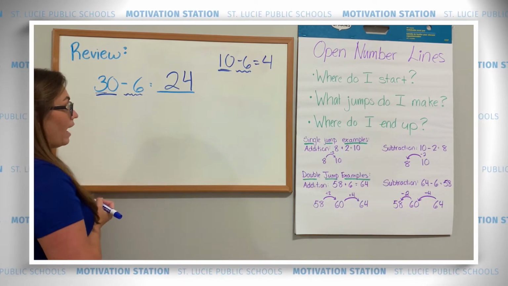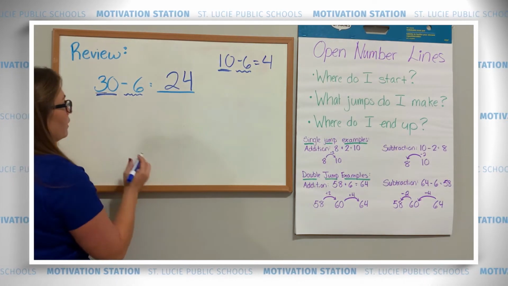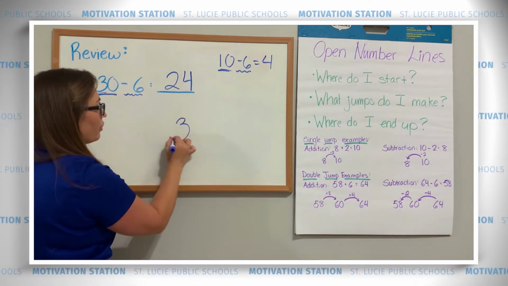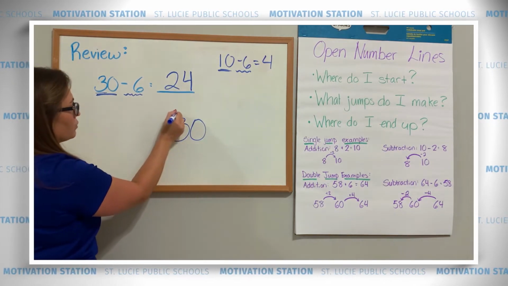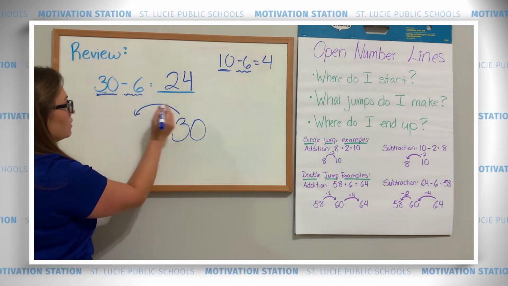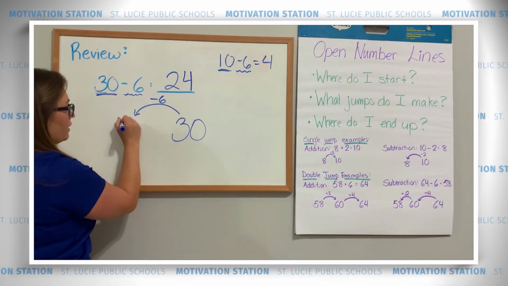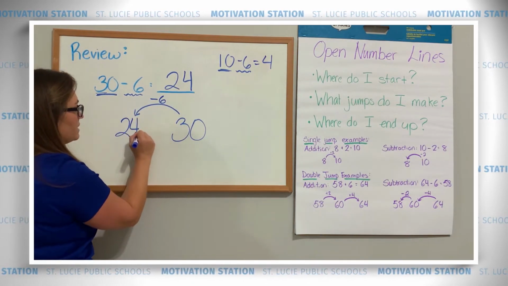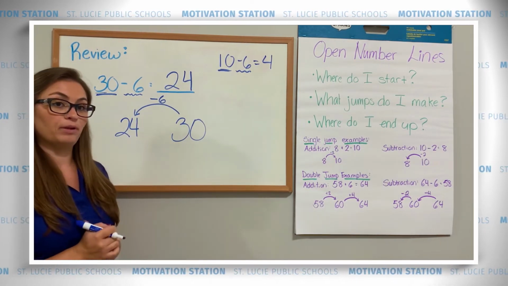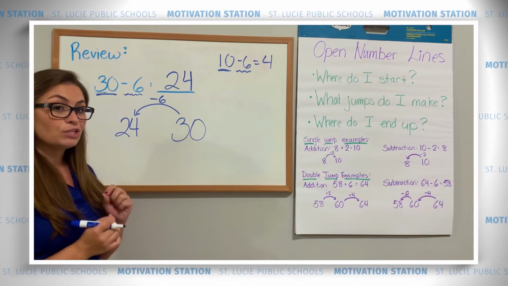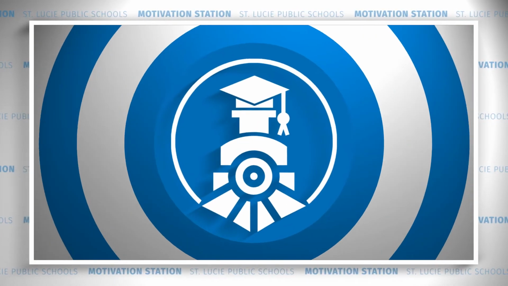You would represent that on an open number line by starting with the number at the beginning of your equation, which is 30. Because we're subtracting, we're going to draw our arrow backwards. We are taking away 6. And on the other side goes my answer, which is 24. That's what we did yesterday with open number lines. Today, we're going to do this with a little bit more complex numbers.